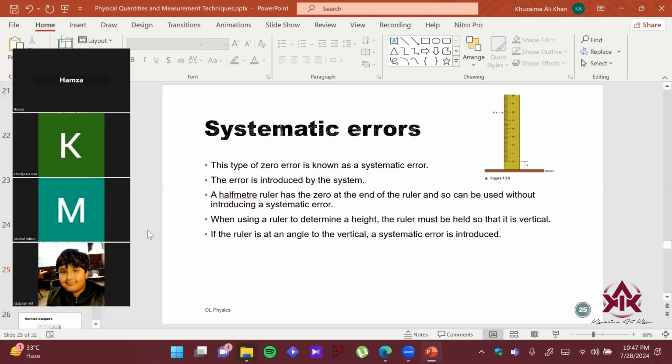Abdullah, what's the difference between systematic errors and errors introduced by humans, like human error, parallax error? It's literally written over here. You just skim it out and just tell me in your own words.